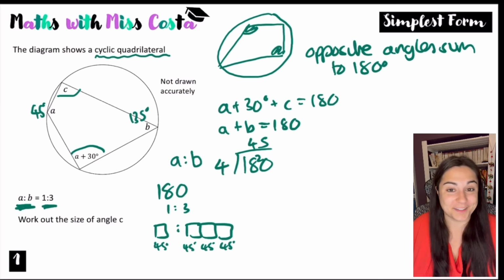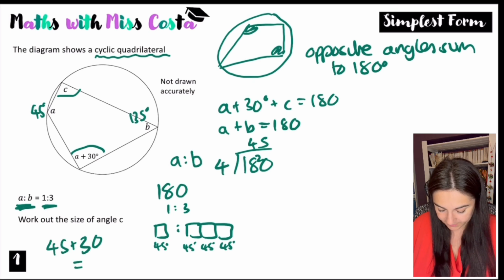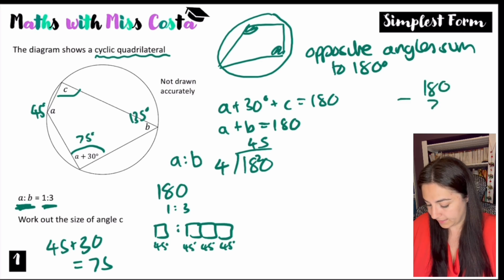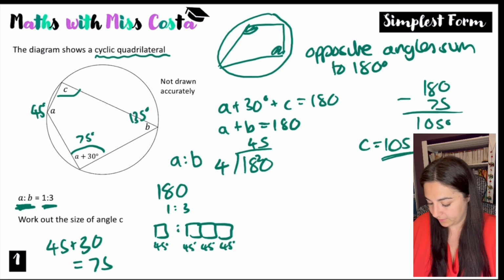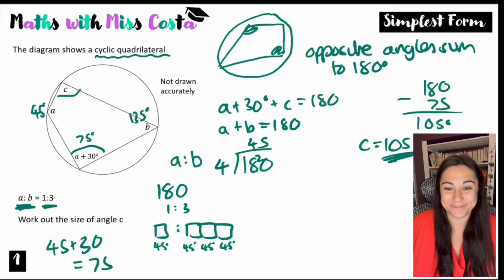Oh, there's thunder outside. Okay, so we figured that out. We know that A, we figured out, is 45 degrees. So 45 plus 30 is 75. So this angle here is going to be 75. And therefore, 180 take away 75 gives me 105 degrees. Therefore, C is 105 degrees. And yep, that's it.